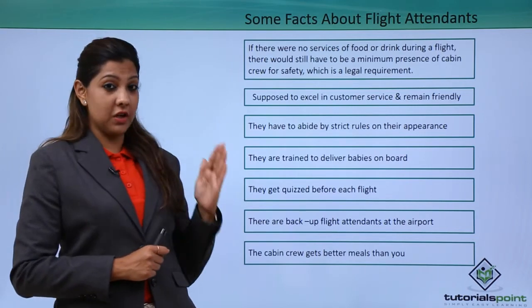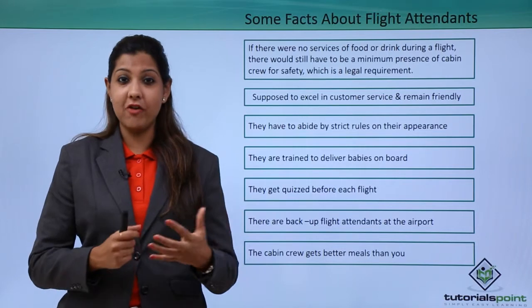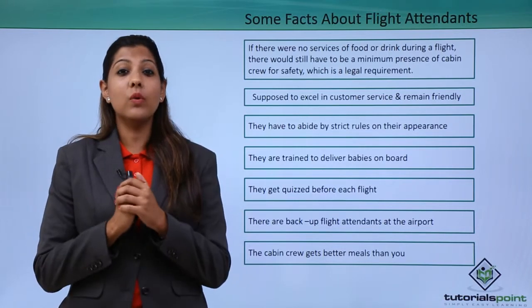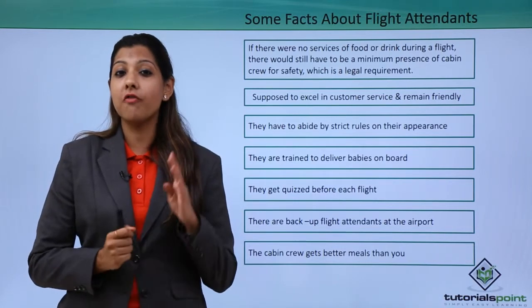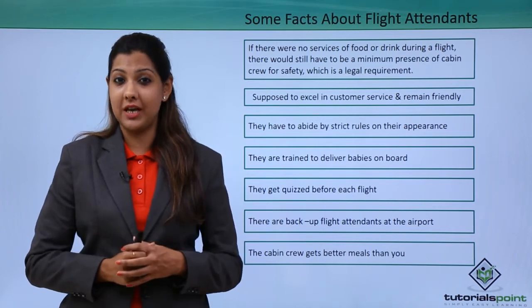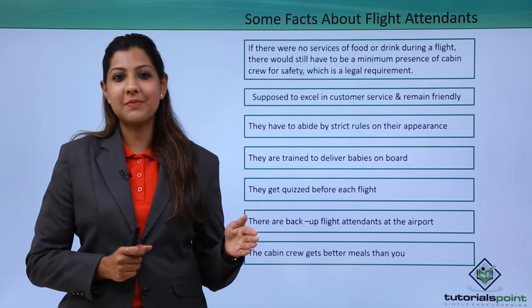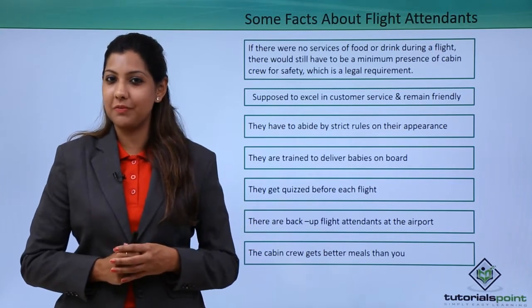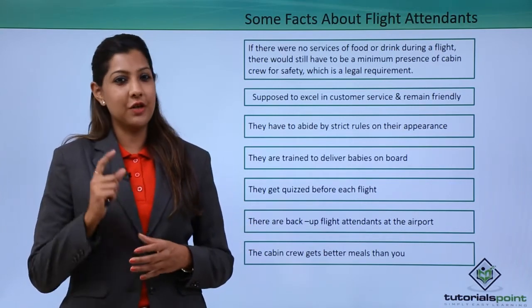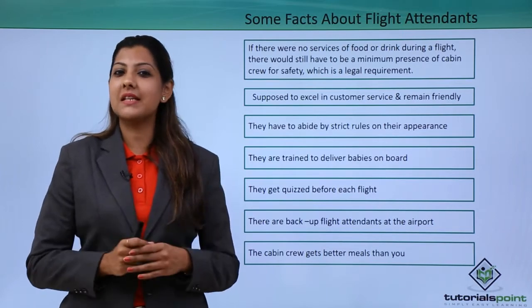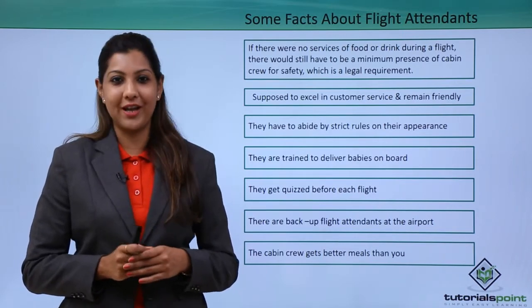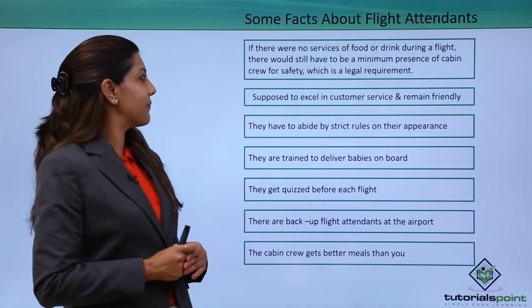Well, even if there were no food or beverage services on a particular airline, there will still be a minimum requirement of 4 cabin crew on that particular aircraft. Hence, we are looking at not only the service aspect but also the safety aspect of the passengers of the aircraft. So even if there is no food and service, there will still be a minimum requirement for cabin crew to be on board that aircraft.